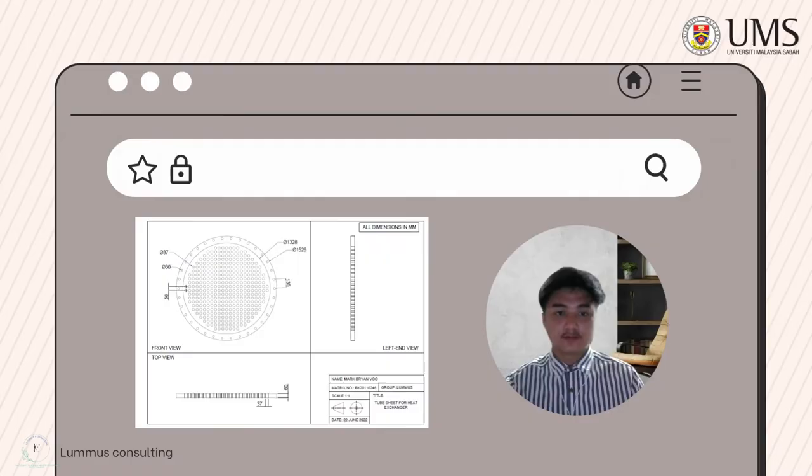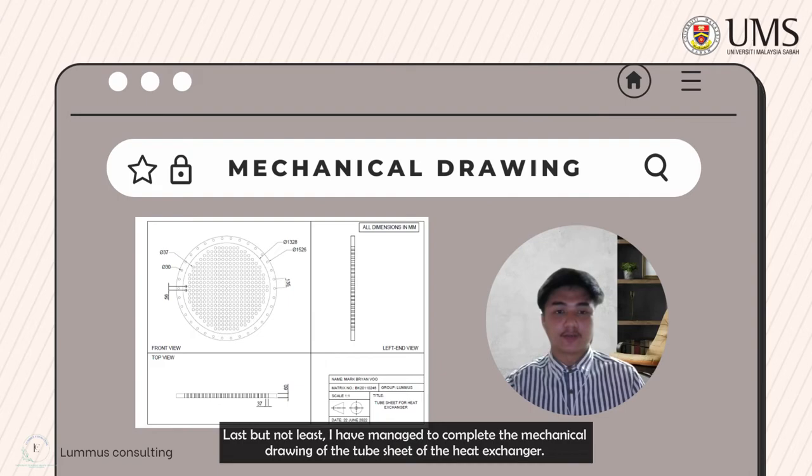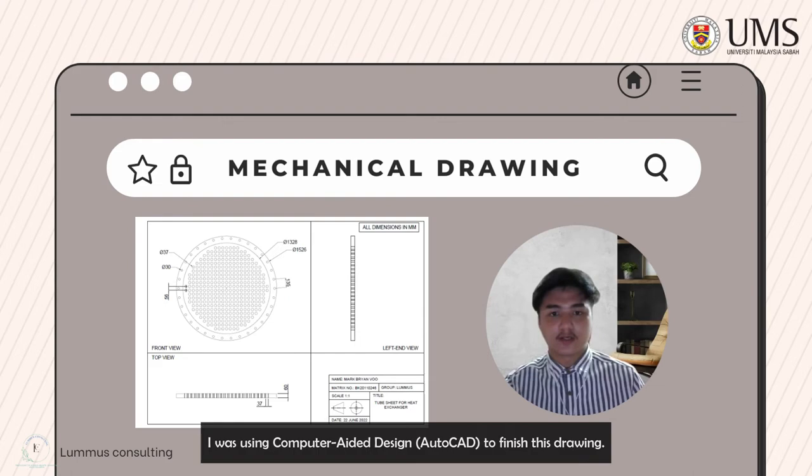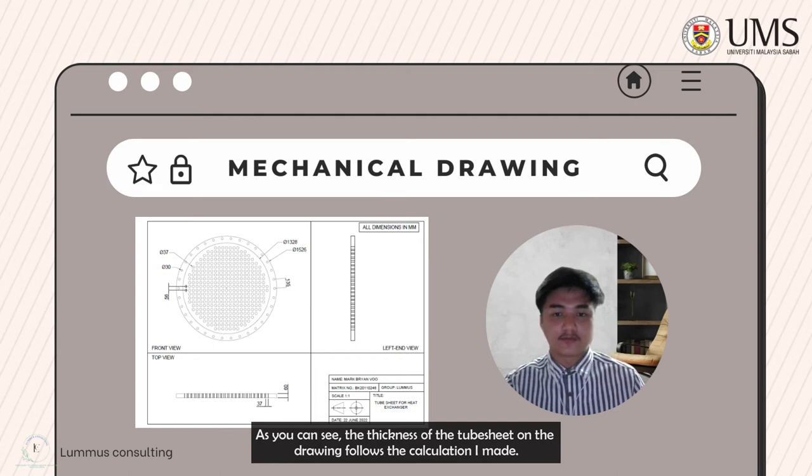Last but not least, I have managed to complete the mechanical drawing of the tube sheet of the heat exchanger. I was using computer-aided design, AutoCAD, to finish this drawing. As you can see, the thickness of the tube sheet on the drawing follows the calculation I made.